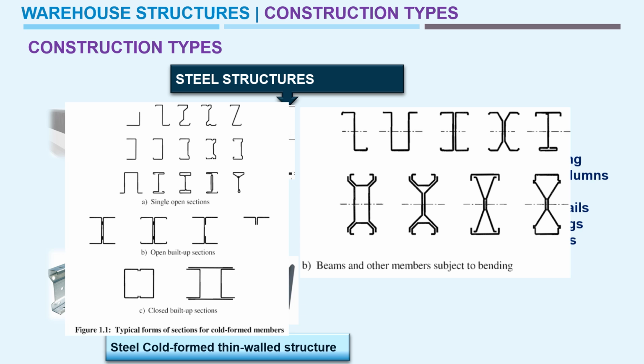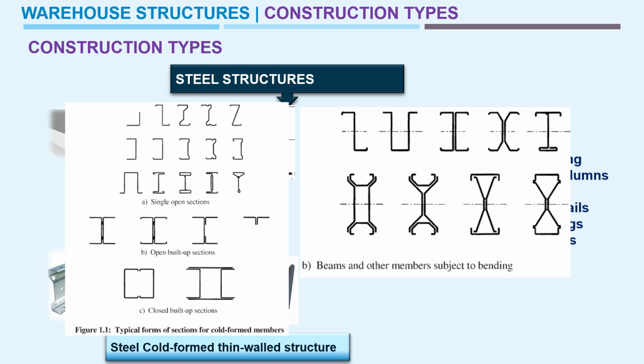For single open sections you can see here the various types of single open sections which are available, and open built-up sections. So double channel back to back, double channel with lips back to back. Here, single channel with two angles back to back and two unequal angles back to back. These are the common types of sections available in the European standard. And closed built-up sections: double channels connected with flat sheets. Here, toe to toe double channel with lips.